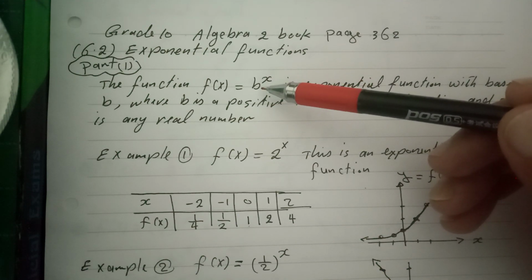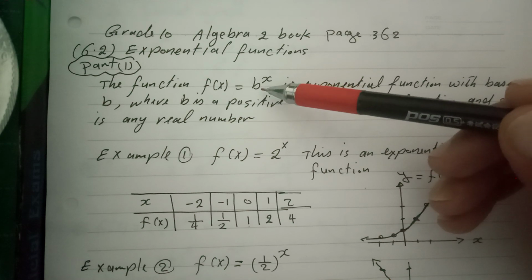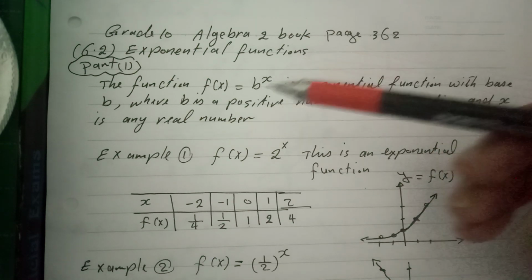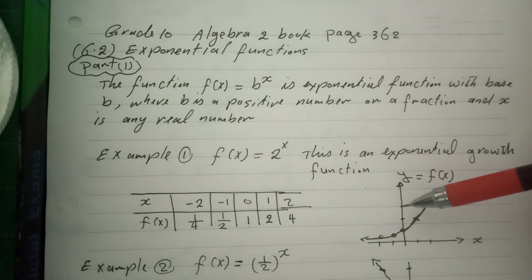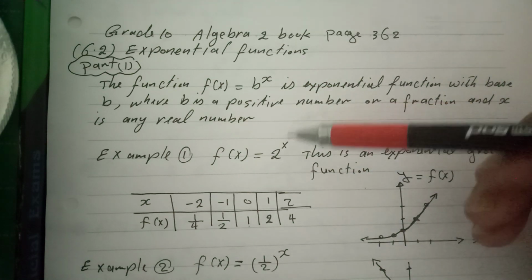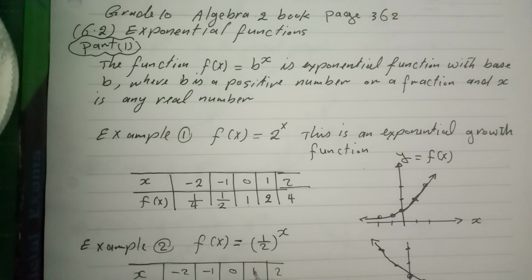B can be any real number. It could be a whole number like 2 or 3, or a fraction between 0 and 1, like 1 over 3, 1 over 2, and so on. If b is a whole number, like 2 or 3, it will be an exponential growth function, like this type. If b is a fraction, like this one, it will be an exponential decay.